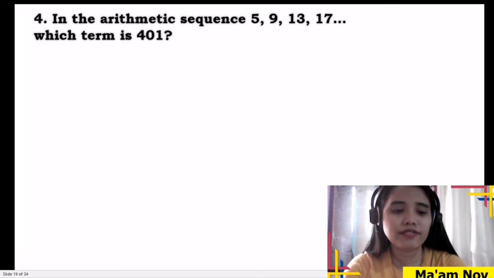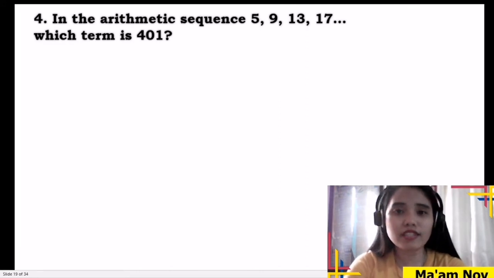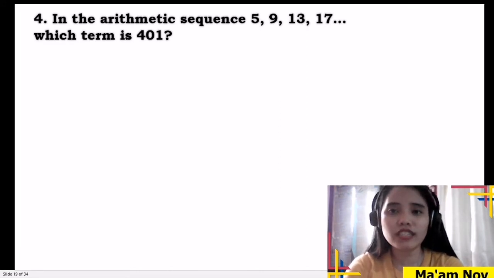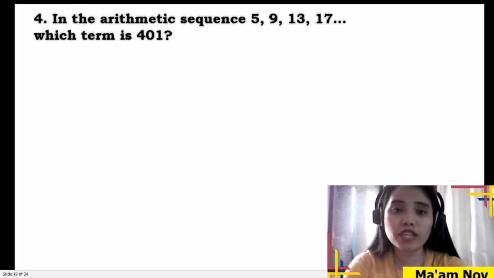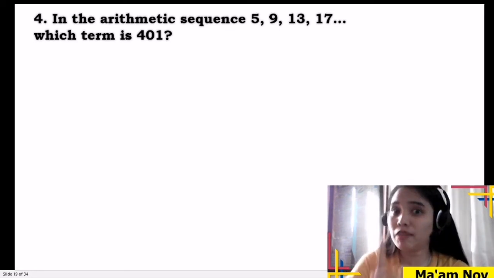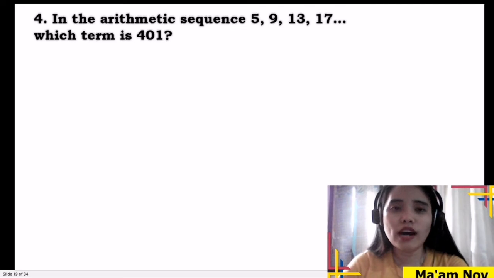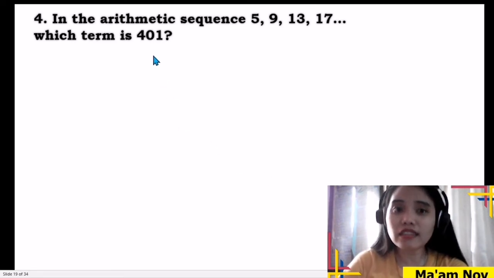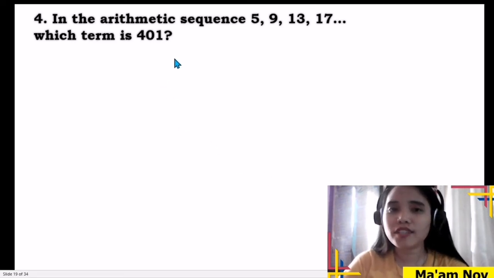Next, in the arithmetic sequence 5, 9, 13, 17, which term is 401? Iba na naman dito. Okay, so, hahanapin natin pang ilang term si 401 sa sequence na 5, 9, 13, 17. So first, what is our first term? 5, that's right. What is our common difference? 4, that's right. What is our n?